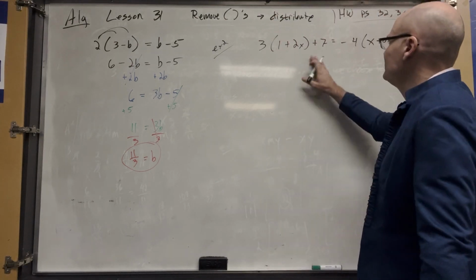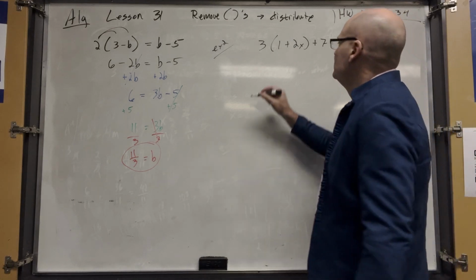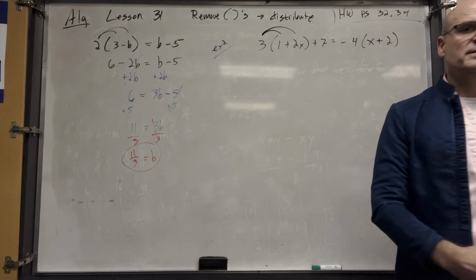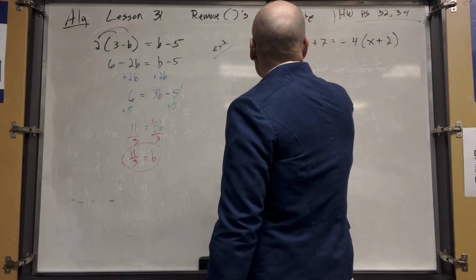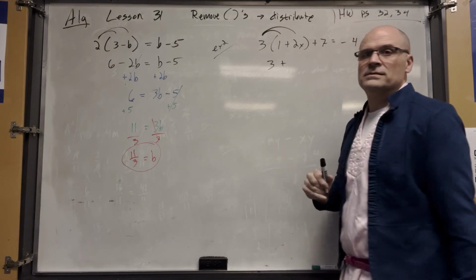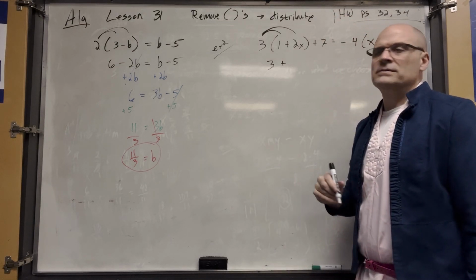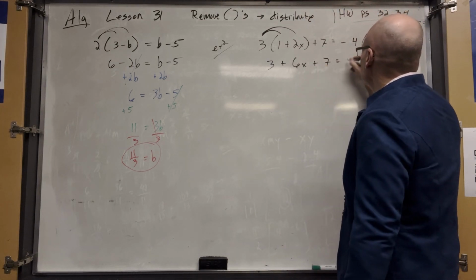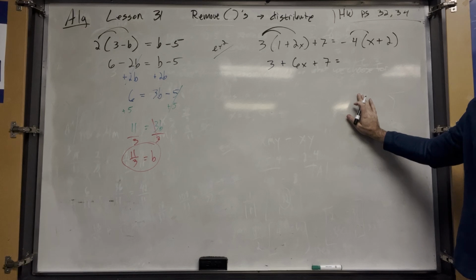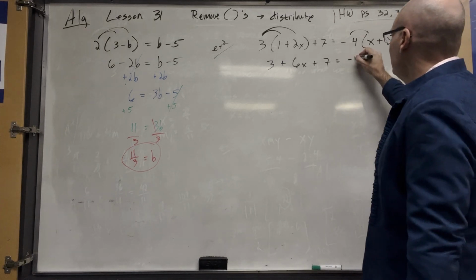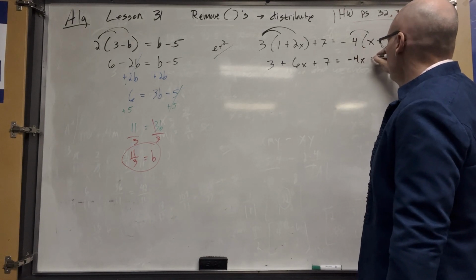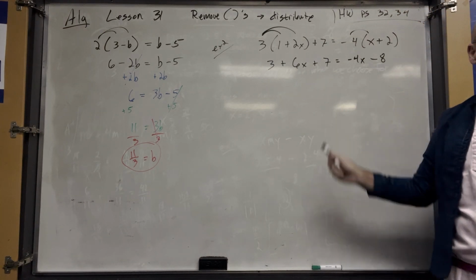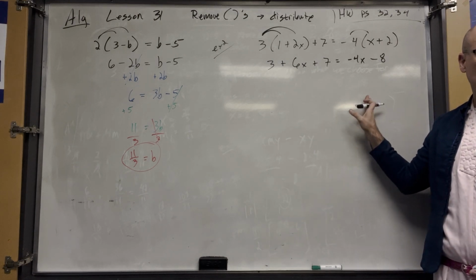Okay, how do you get rid of these parentheses? Send in the homewrecker. Okay, so this distributor is going to distribute to everything in the parentheses. 3 times 1 is 3. What's 3 times 2x? 6x. Okay, so that's everything, still plus 7 equals, let's distribute that -4. What do you get? -4x minus 8, or plus -8. Either way, -4 times 2 is -8. So you can say plus -8 or -8. Everyone okay with that? That means the same thing.